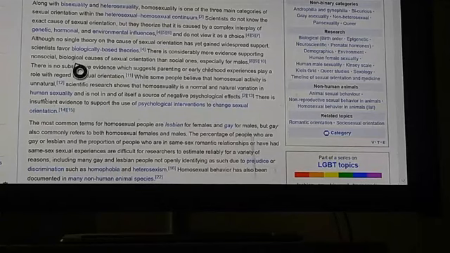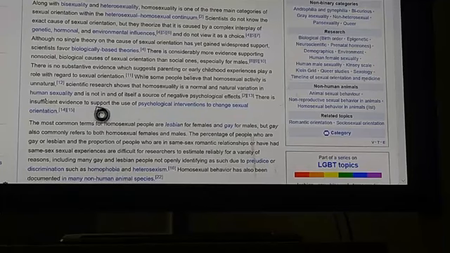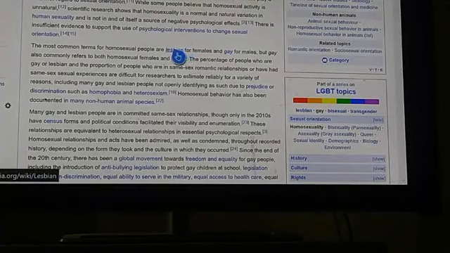They're not real. But how can it be that scientists and psychiatrists are coming together and saying, hey, scientific research shows that homosexuality is normal, but then at the same time, there is insufficient evidence to support the use of psychological interventions to change sexual orientation? Contradiction. The most common terms for homosexual people are lesbian for females and gay for males, but gay also commonly refers to both homosexual females and males.